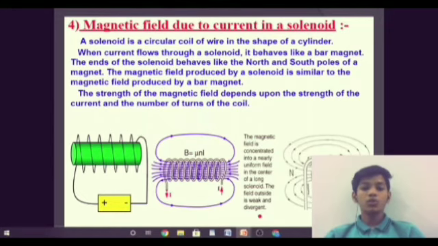When current flows through a solenoid, it behaves like a bar magnet. The ends of the solenoid behave like the north and south poles of a magnet. The magnetic field produced by a solenoid is similar to the magnetic field produced by a bar magnet. So a solenoid is nothing else but a bar magnet. A bar magnet has a magnetic field in a round direction, from upwards and downwards like this, with a north pole and a south pole, as we have earlier discussed. The field starts from north and ends at the south. A solenoid also has the same conditions as the bar magnet. The strength of the magnetic field depends.